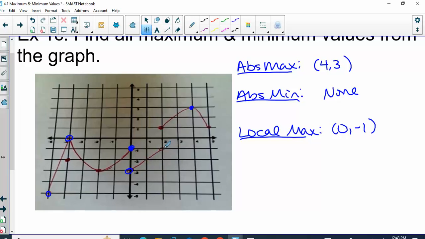Okay, this right here is open, so it's not going to be anything. Then I have a closed. Is this one higher than the points on both sides of it? No, so it's not anything. Would my absolute max also be a local max? Yes, because it's not an endpoint.